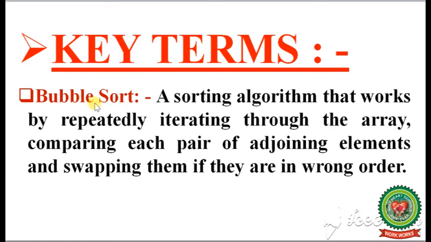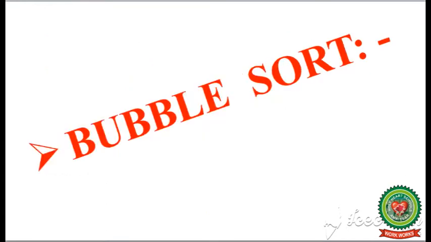Key terms: bubble sort, a sorting algorithm that works by repeatedly iterating through the array, comparing each pair of adjoining elements and swapping them if they are in the wrong order. It means, students, that as you have done in selection sort, you swap the minimum element with the selected element, but in bubble sort, you are going to swap the consecutive elements. Let us discuss the principle of bubble sort.